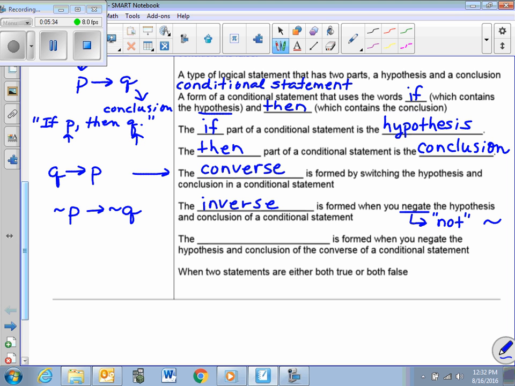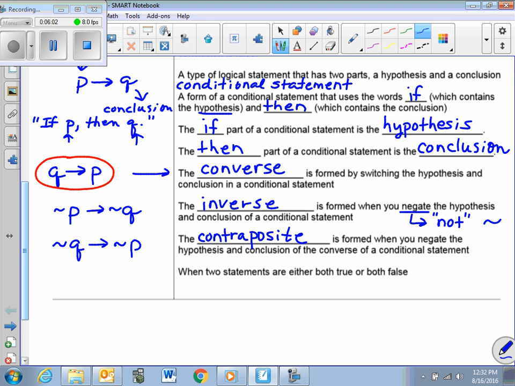And finally, if I negate the hypothesis and conclusion of the converse, okay, so here's the converse right here. If I negate both of those, what I have is if not Q, then not P, and that's known as the contrapositive of the conditional. Spelled it wrong, contrapositive. Okay, got to remember those.